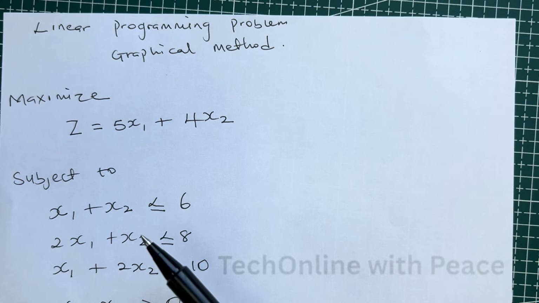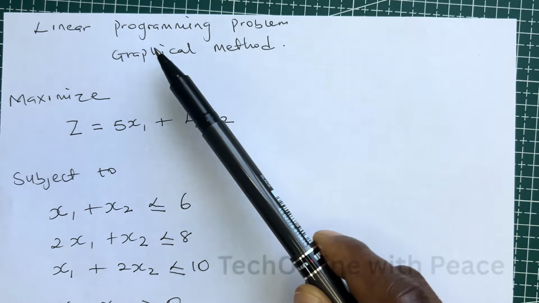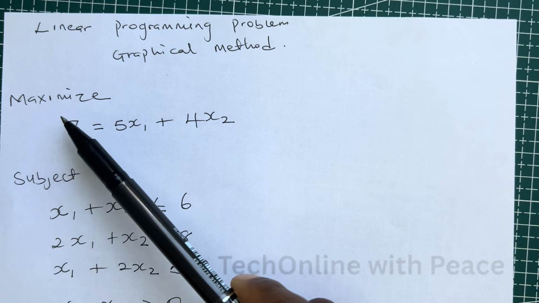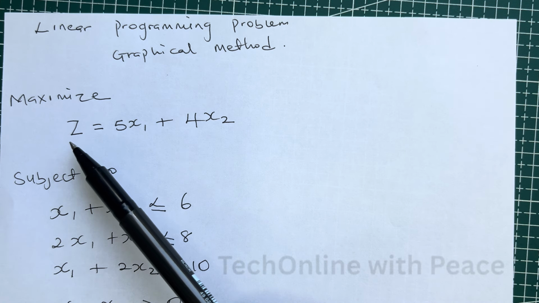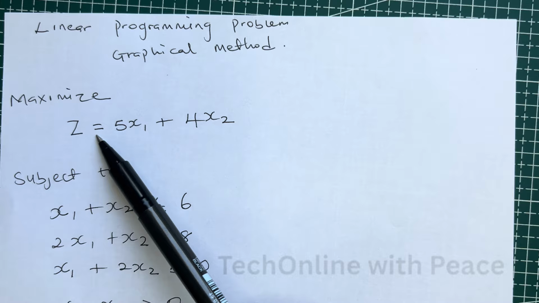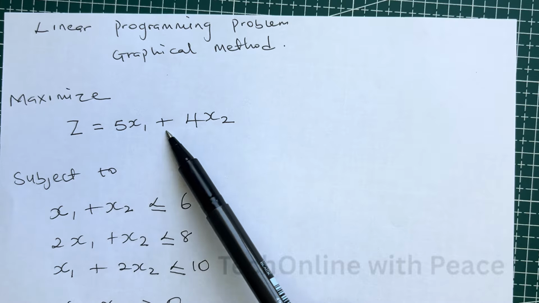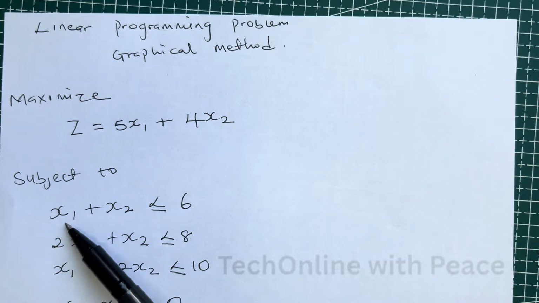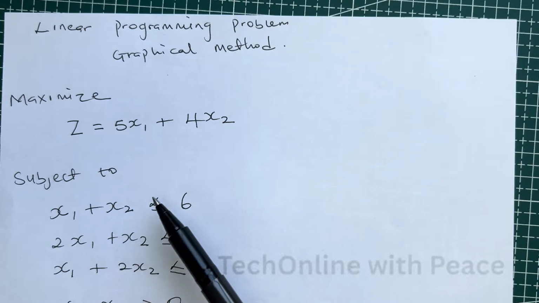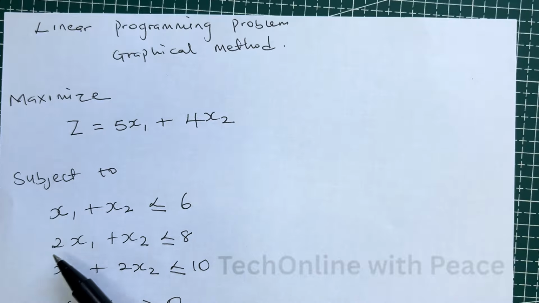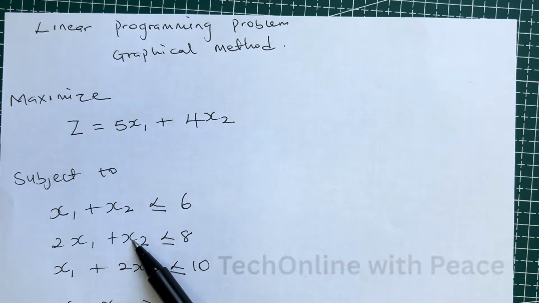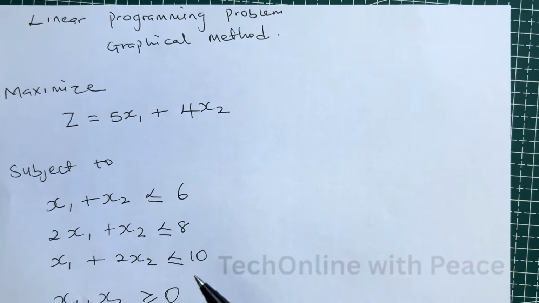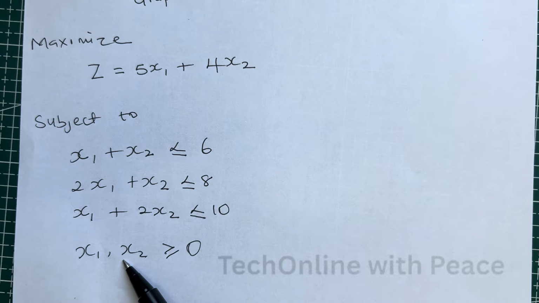In this video, I'll be explaining linear programming problem using graphical method. We have here a maximization problem with the objective function Z equals 5x1 plus 4x2, subject to x1 plus x2 less than or equal to 6, 2x1 plus x2 less than or equal to 8, x1 plus 2x2 less than or equal to 10, where x1 and x2 are greater than or equal to 0.